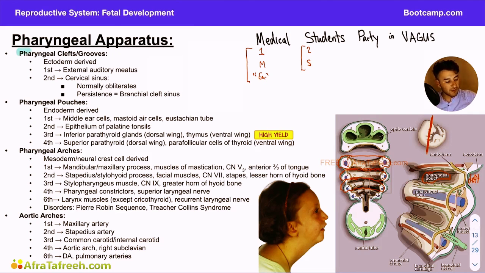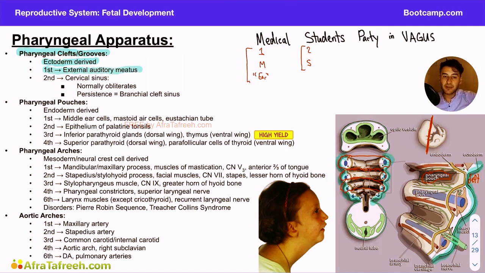Starting with our pharyngeal clefts and grooves, these are going to be located in the ectoderm type tissue. So I'm highlighting in blue out here on the outside of our pharyngeal apparatus. You can see I'm also doing it here on this zoomed in version, and this is because this is all going to be ectoderm derived. Ectoderm derived is going to be important, and then our first cleft is going to create the external auditory meatus, and this is where our mnemonic comes in.